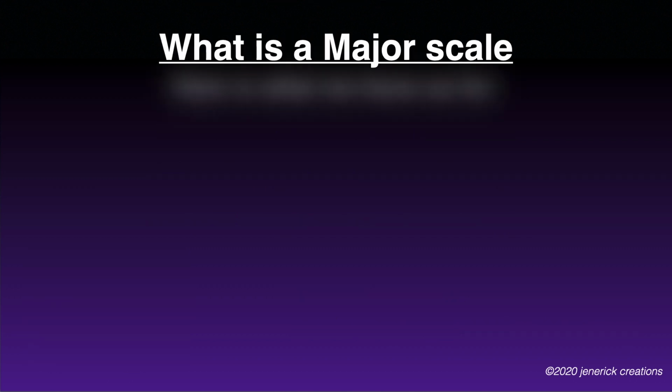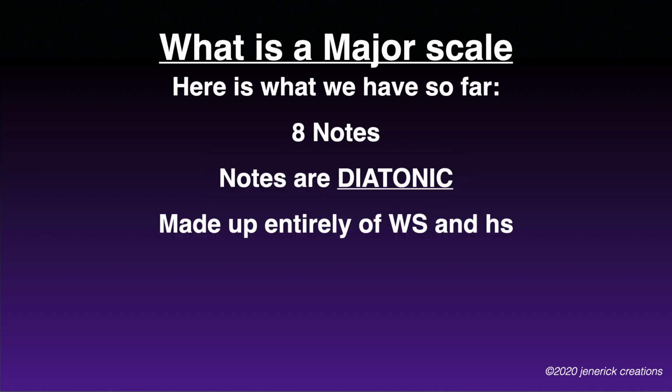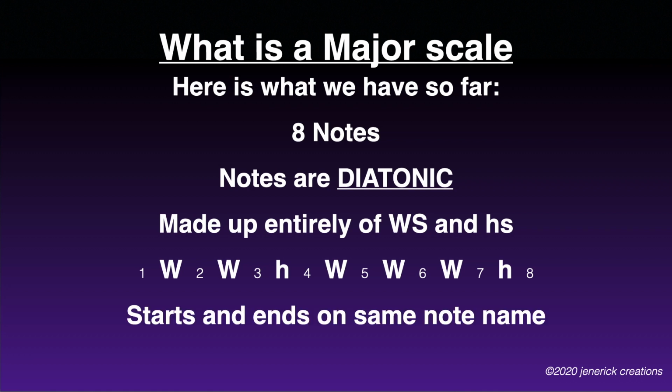Remember that we said a major scale has eight notes. The notes are diatonic, meaning alphabetical order. The major scale is made up entirely of whole steps and half steps. And it follows this pattern: note one, then a whole step, then a whole step, then a half step, then a whole, and a half. And finally, it starts and ends on the same note name.